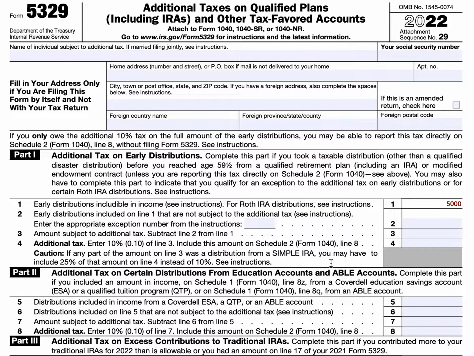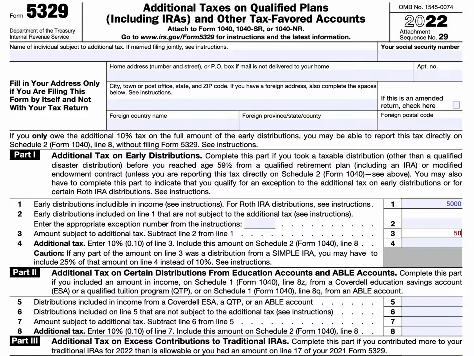On line 2, you'll enter the early distributions included on line 1 that are not subject to the additional tax. In the space provided, you'll enter the applicable exception number, which ranges from 1 to 21. If there is more than one exception, you'll enter 99. You can find the exception numbers in the form instructions. For the purpose of this example, we'll assume that all early distributions are also subject to the additional tax.